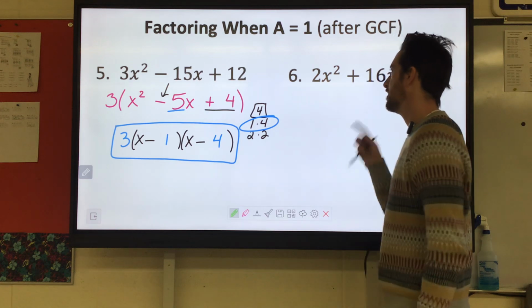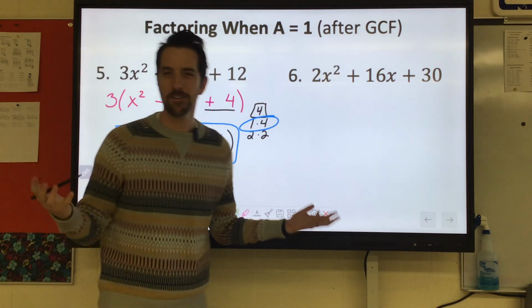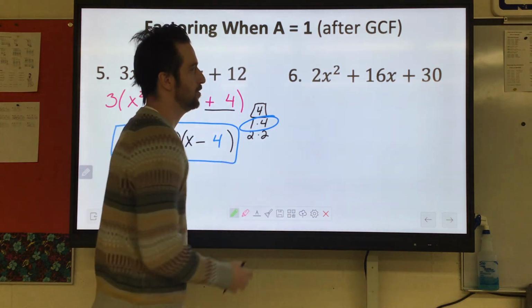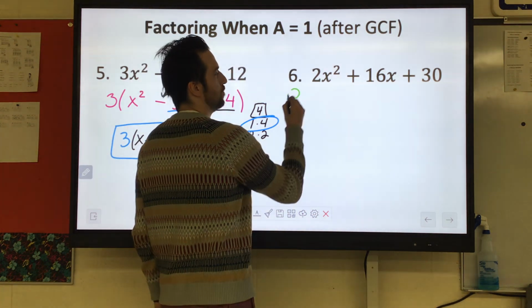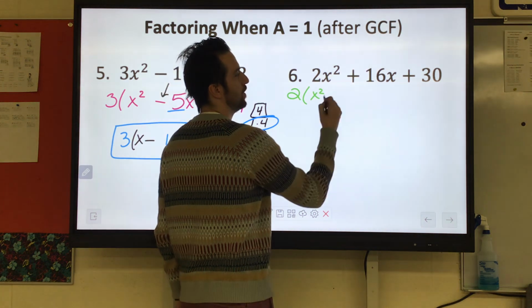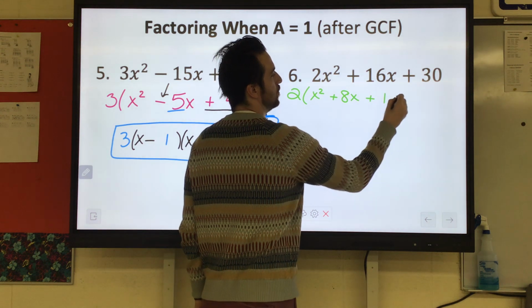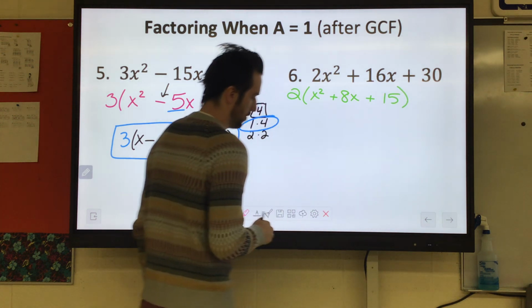All right, let's look at 6. 2x squared plus 16x plus 30. They're all even, so we can divide them all by 2. So we'll factor out the 2. 2 times x squared is 2x squared. 2 times 8x is 16x. And 2 times 15 is 30.